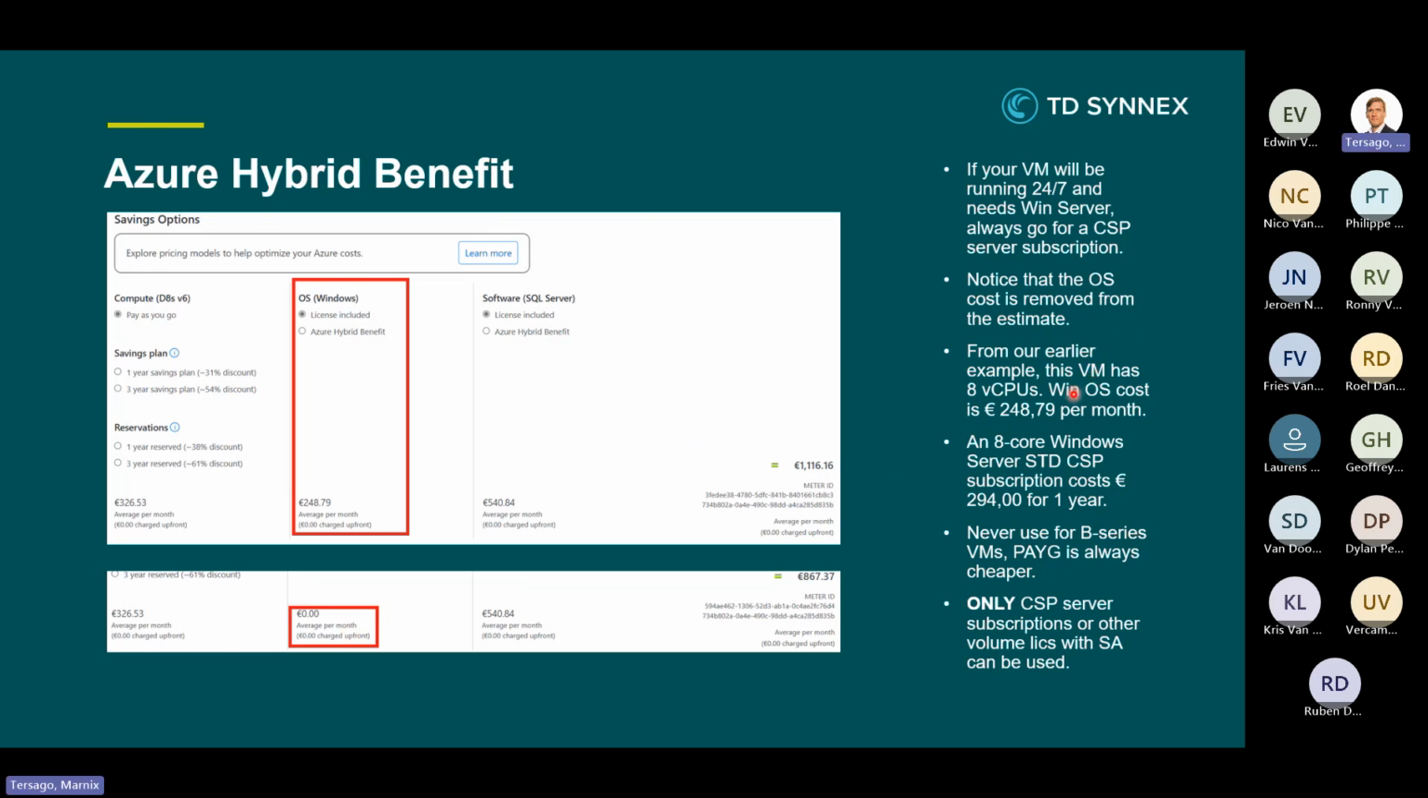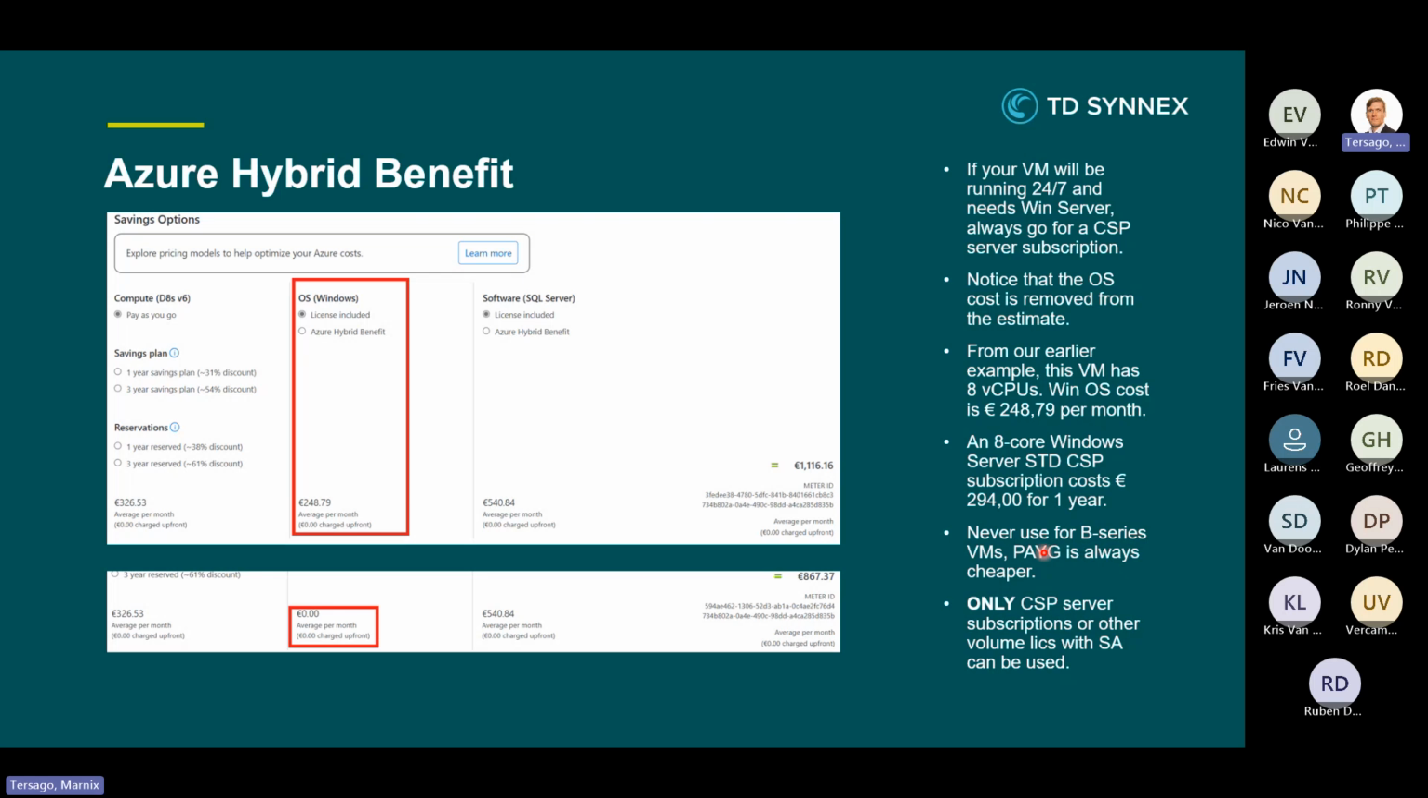From our earlier example, we had a VM with 8 vCPUs. The Windows OS cost in pay-as-you-go is 248.79 euros public price. An 8-core Windows Server Standard CSP subscription costs 294 euros for an entire year. So here you pay for a month 50 euros more, and you pay for an entire year.